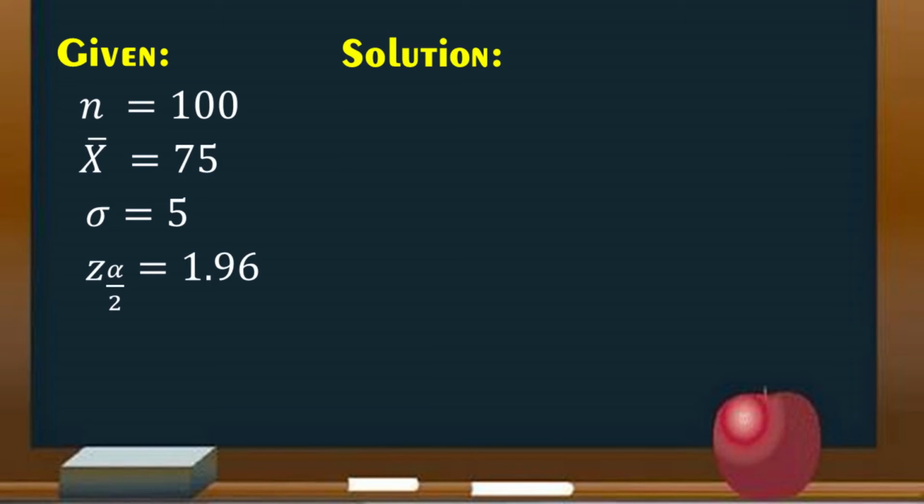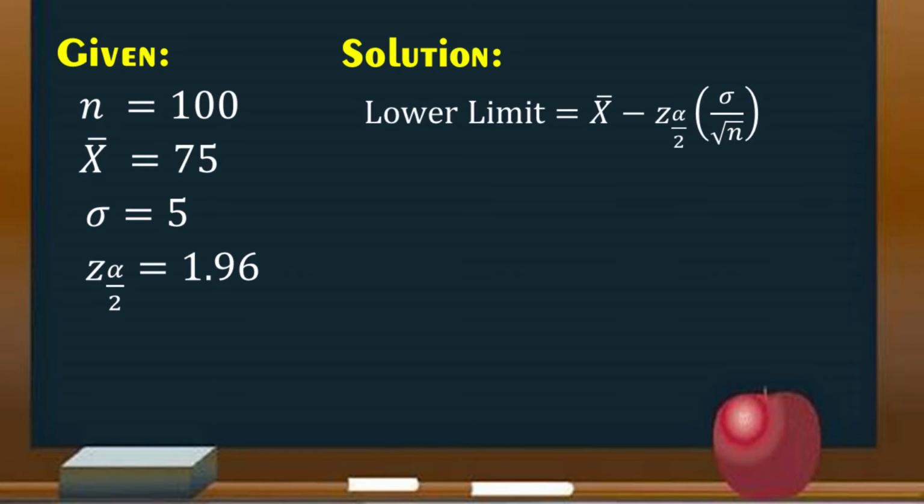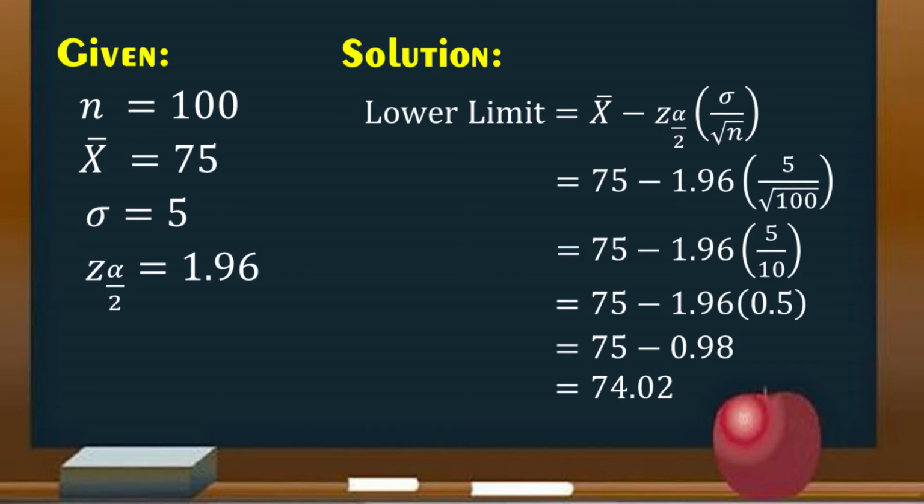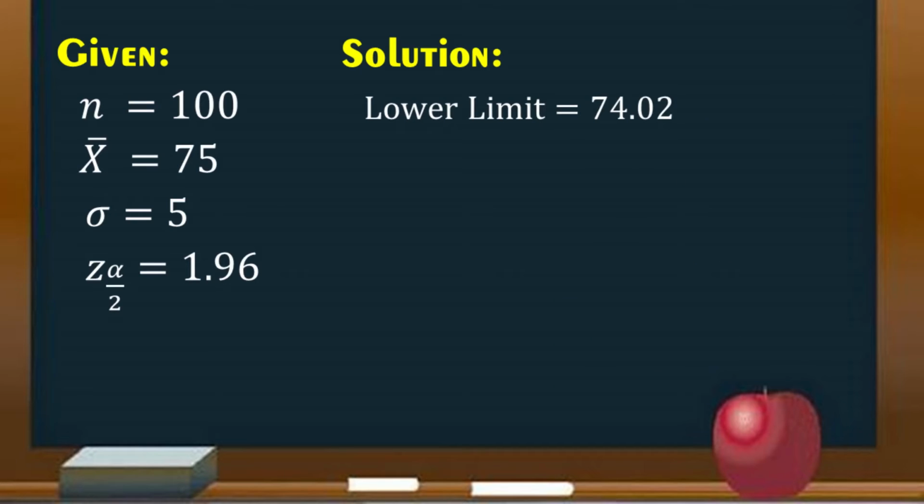Solve for the lower and upper confidence limit using the formula. Substitute. Get the square root of 100. Divide 5 by 10. Multiply 0.5 and 1.96. Then subtract 75 and 0.98. So the lower confidence limit is 74.02.